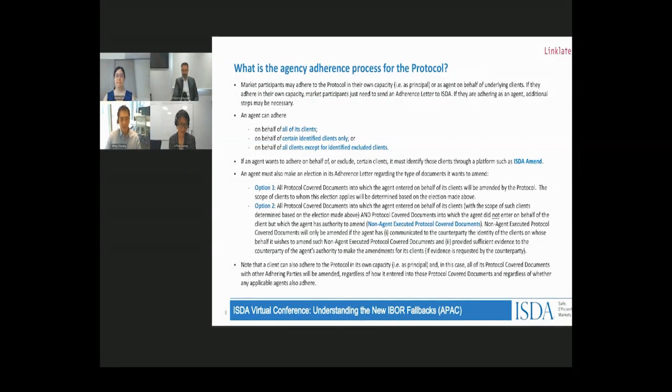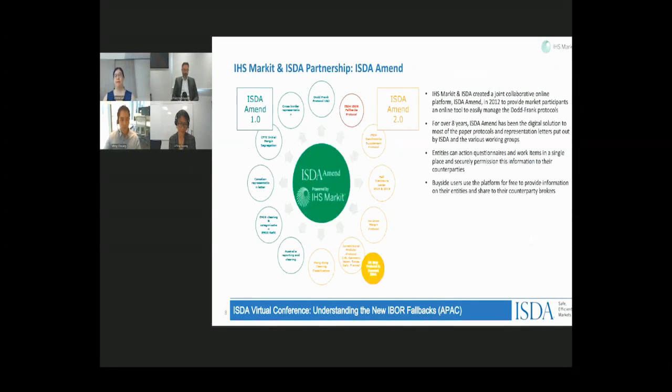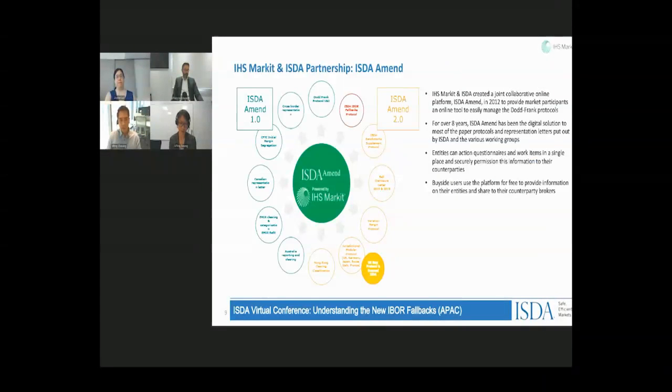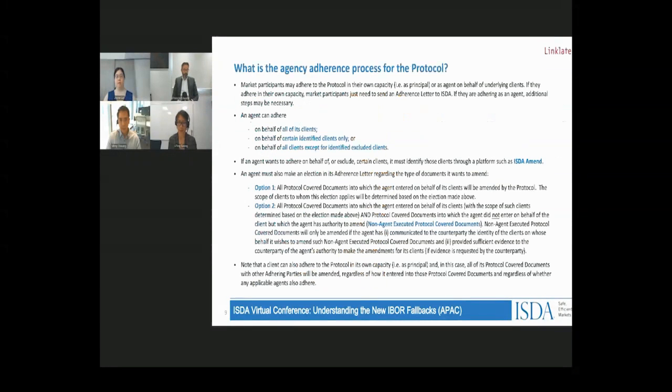Hi, everyone. So I'm Ming Chung, the Director of Reg and Compliance at IHS Markit, looking after the counterparty manager ecosystem. So if I can just go back to this slide. So just a little bit about ISDA Amend. As has been mentioned, you can leverage this platform around how to complete the agency workflow. So let me just show you quickly.